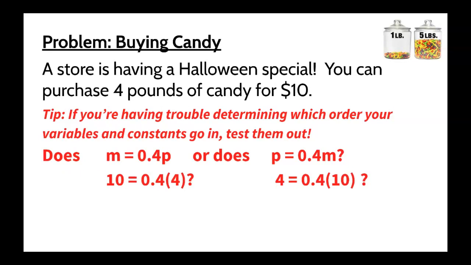Our money in this case is $10, so M would be 10. And our pounds of candy is 4, so P would be 4. I'm just going to replace those variables with my values. Does 10 equal 0.4 times 4? Or does 4 equal 0.4 times 10? When I work out the multiplication, the equation on the left says 10 and 1.6, and 10 does not equal 1.6. But on the right, I get that 4 equals 4. That's true. Therefore, P equals 0.4 times M is my correct equation.